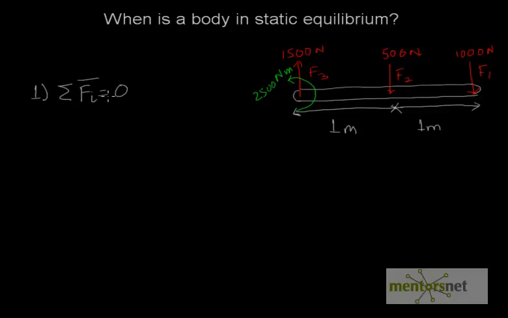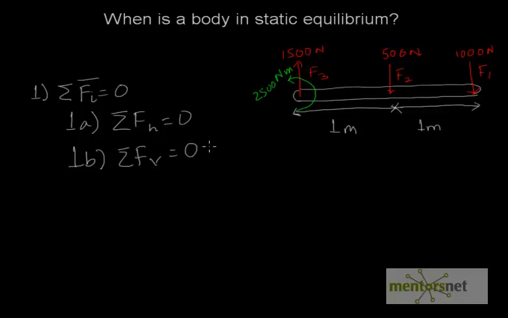So this principle can be split into two sub-principles, that is 1a, sigma Fh is equal to 0. This basically says that the sum of all horizontal forces should be 0. And in this case, of course, you have to take the sign into account. But since we don't have any horizontal forces in our system right now, we don't need to bother about this. We will have to bother about it if there were any horizontal forces. And 1b says sigma F vertical is equal to 0. That is, the sum of all vertical forces must be equal to 0.